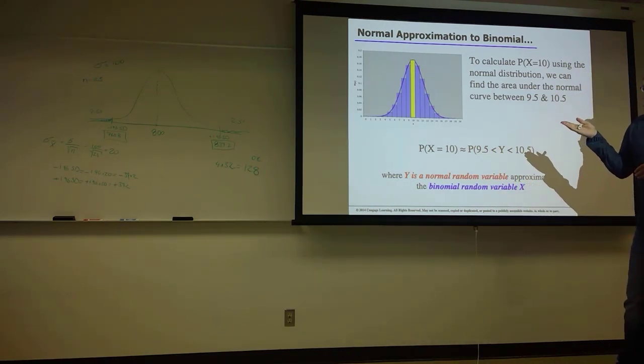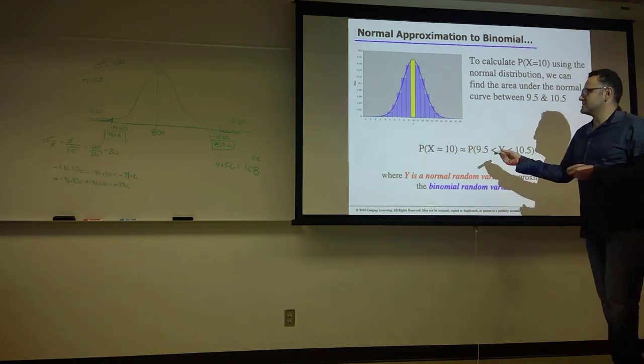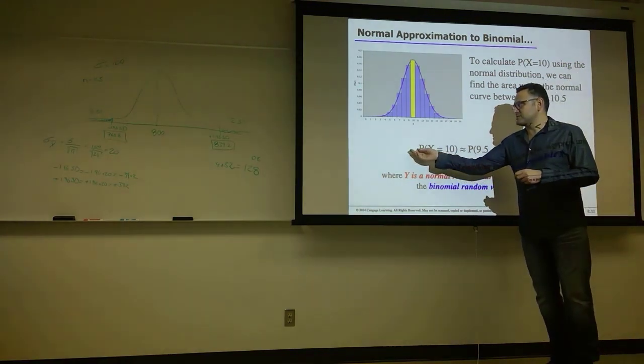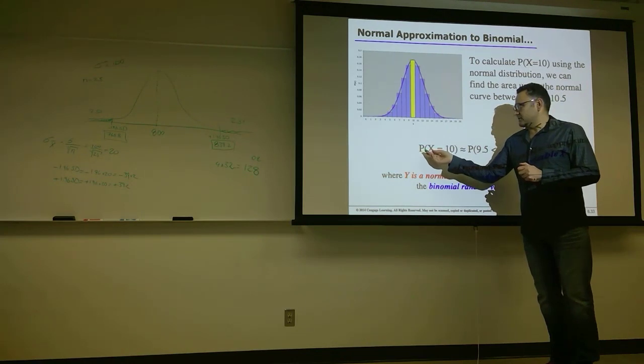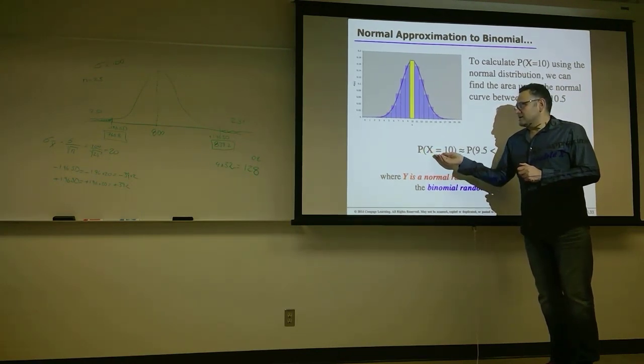Here we know it is not continuous. The binomial distribution was a discrete distribution. So to calculate the probability for one value, we can use a little trick. For example, let's say we want to calculate the probability of having 10 successes.